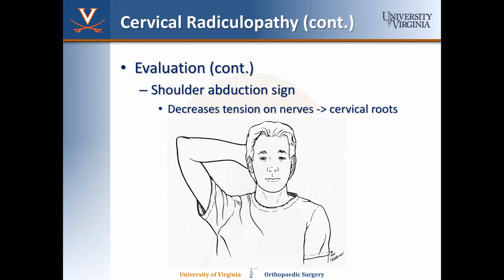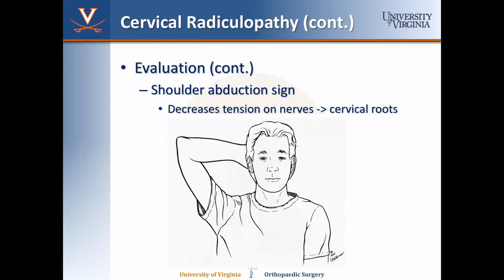This is a sign that I love and I feel is really, really specific. If someone comes in and they have their neck lean to the side and their arm up like this over top of their head, it's a really good sign of a hot cervical radiculopathy, because they're trying to reduce tension on their peripheral nerves that are tethered to their roots. This is similar to the opposite of a straight leg raise in the lumbar spine.